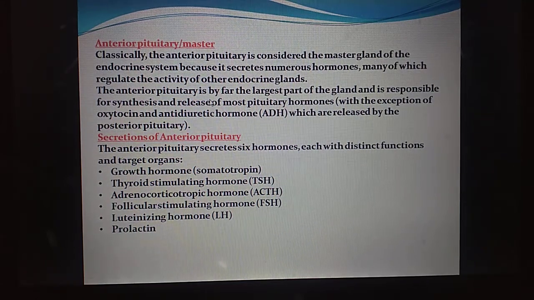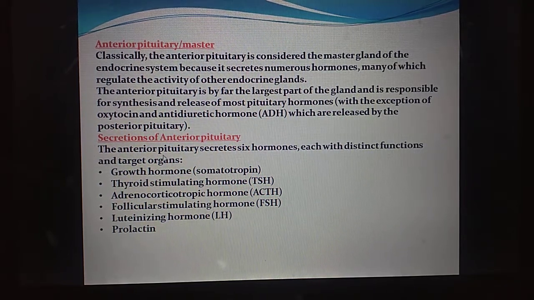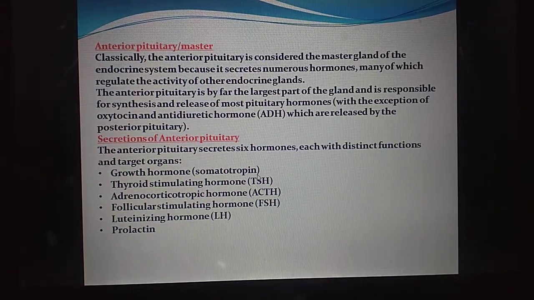The anterior pituitary is by far the largest part of the gland and is responsible for the synthesis and release of most of the pituitary hormones, with the exception of oxytocin and antidiuretic hormone, which are released by the posterior pituitary. Let's see what are the secretions of the anterior pituitary. The anterior pituitary secretes 6 hormones, each with a distinct function and target organ. For example, the growth hormone or somatotropin hormone.